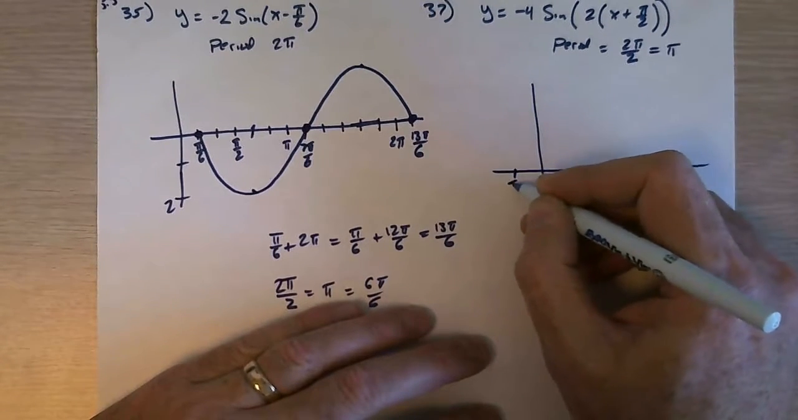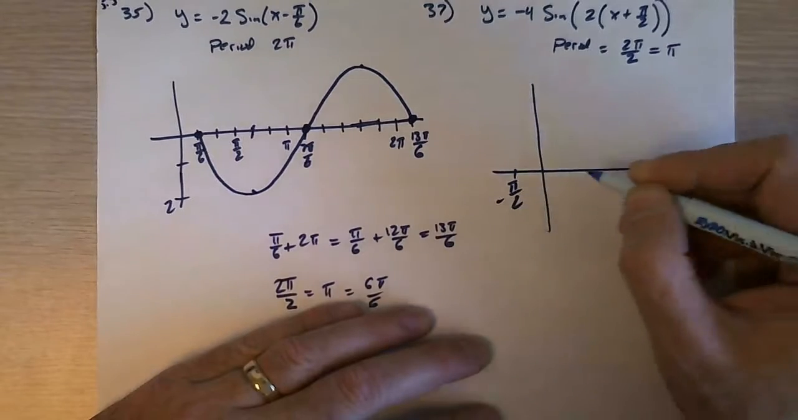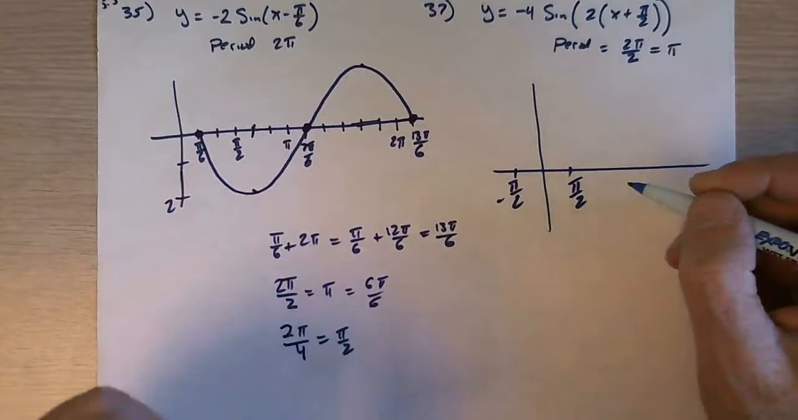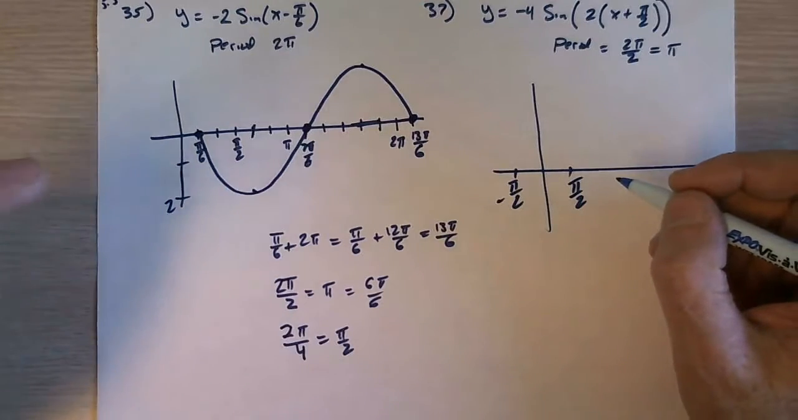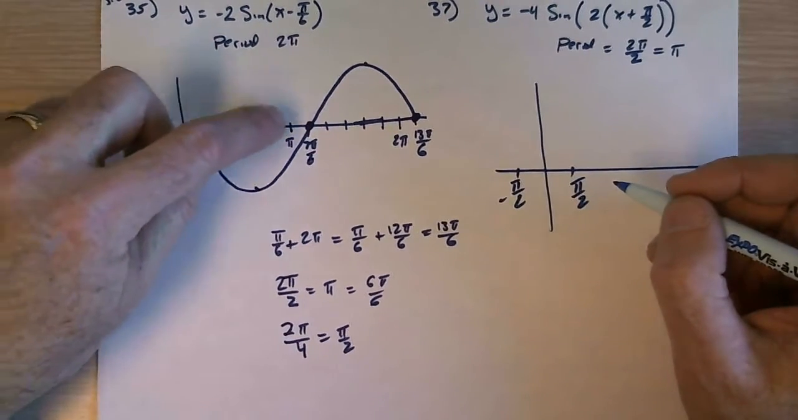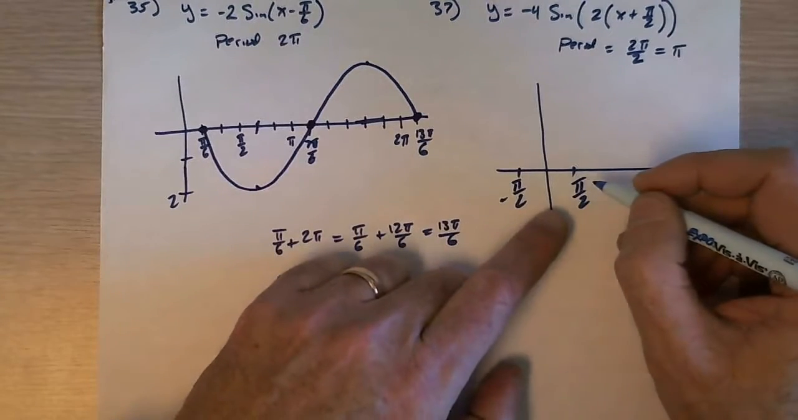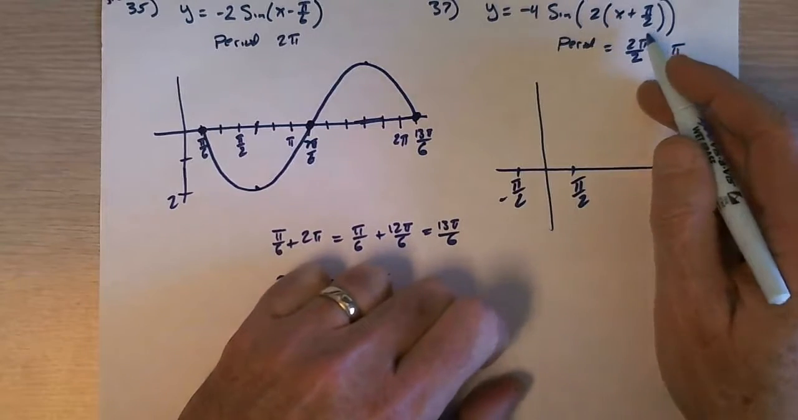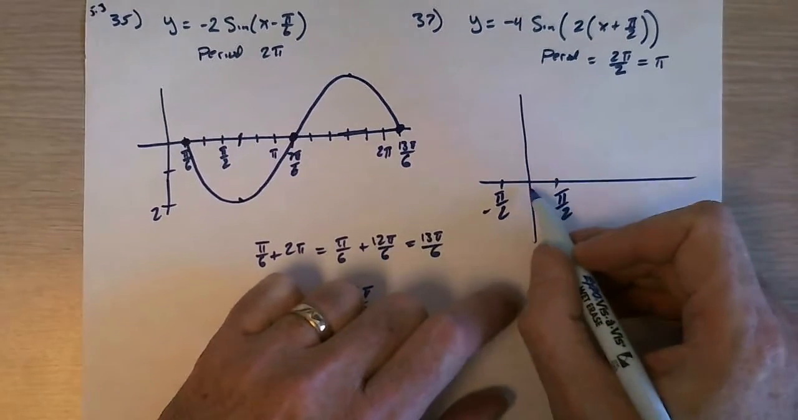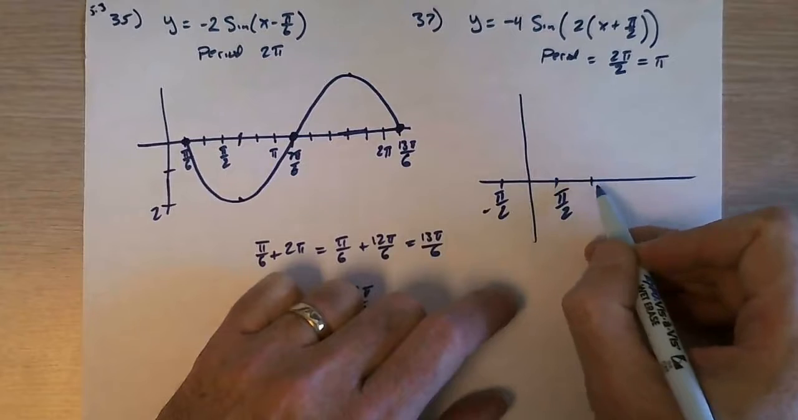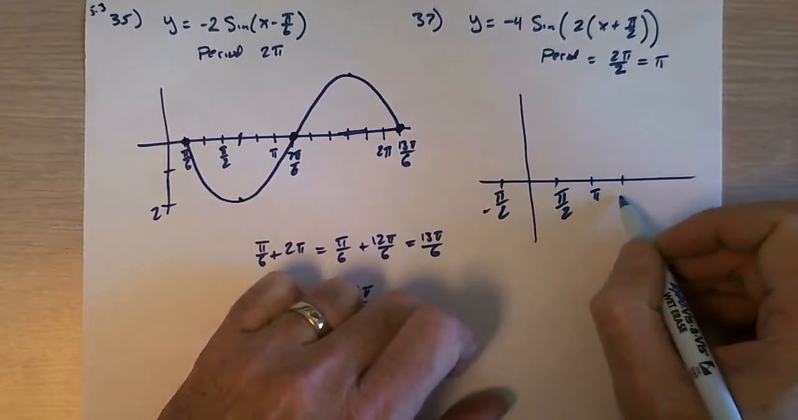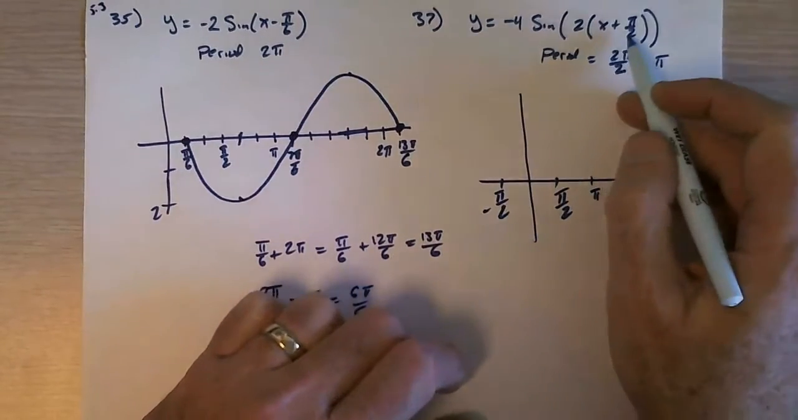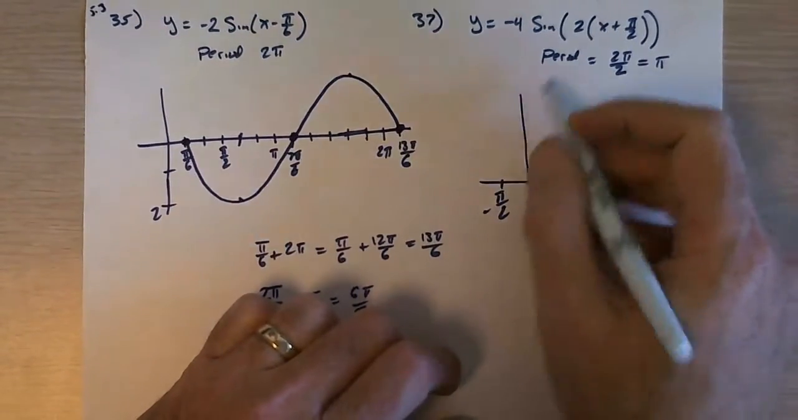So if this is pi over 2 on the left side, this would be pi over 2 on the right side. Notice that here I was doing things in terms of pi over 6s. Now, just because there was the pi over 2 in there, I'm going to do stuff in terms of pi over 2s. So I've got 1 pi over 2, 2 pi over 2s would be pi, 3 pi over 2, 4 pi over 2 would be 2 pi. But I'm going to get this sine curve started right here.